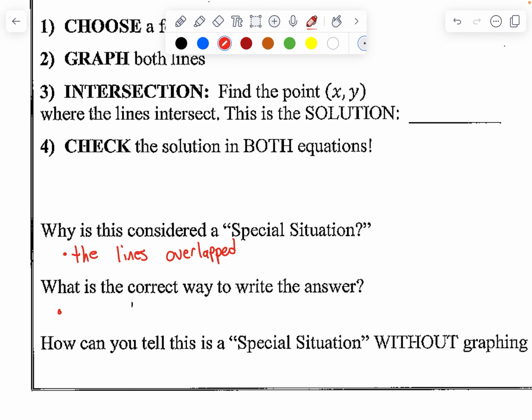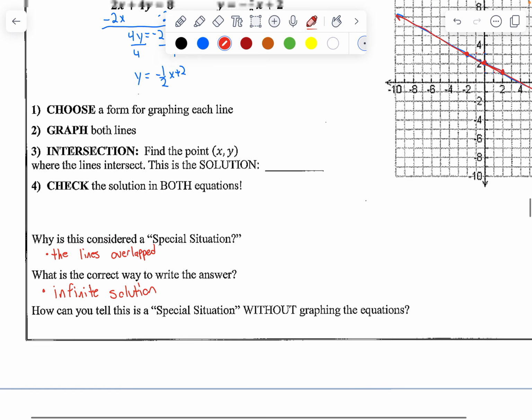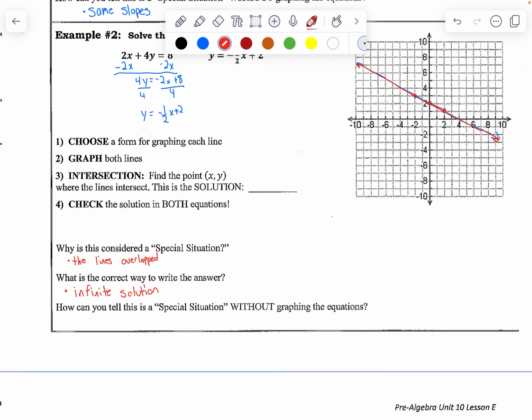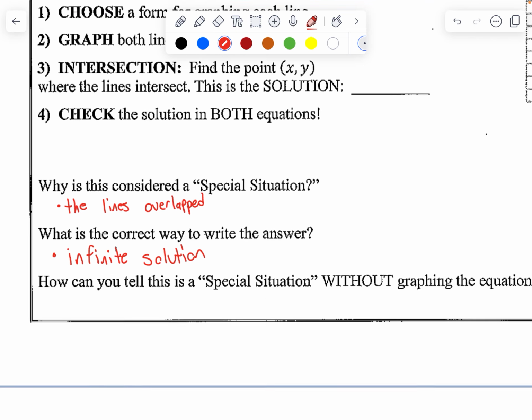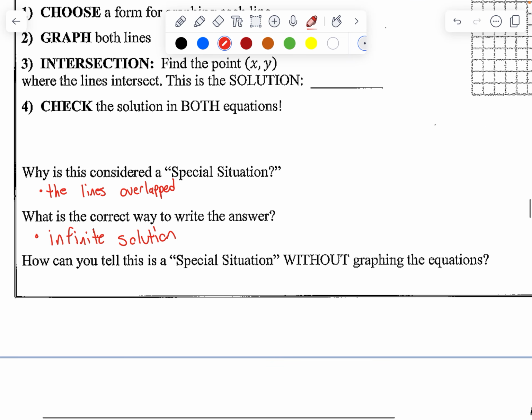So what is the correct way to write this answer? This answer would be infinite solutions, because every single point on that graph was on our line. Every single point on the lines were intersecting. And so since everything is an intersection, that means everything is an answer. And we can tell this is a special situation without graphing the equations, because the equations were the exact same.